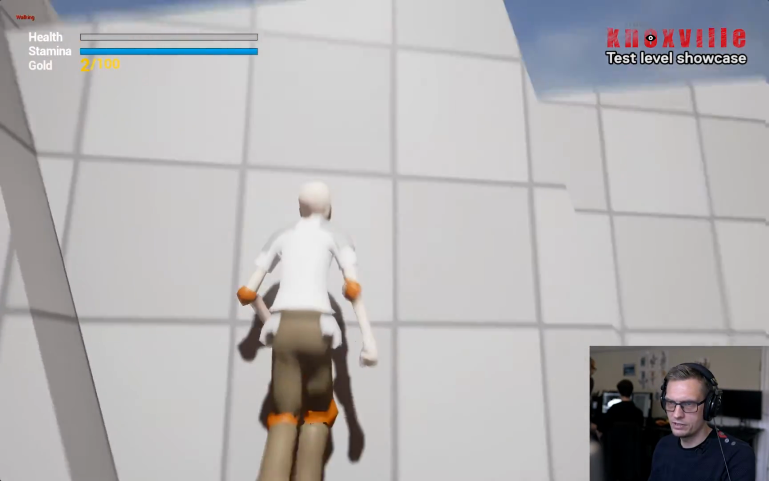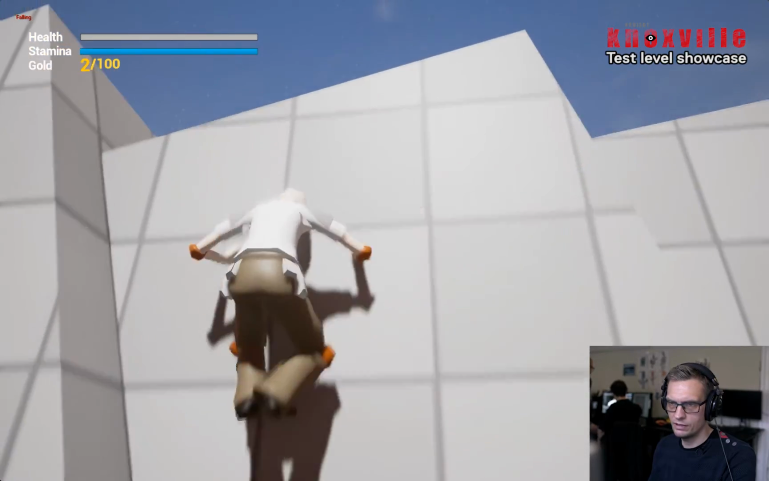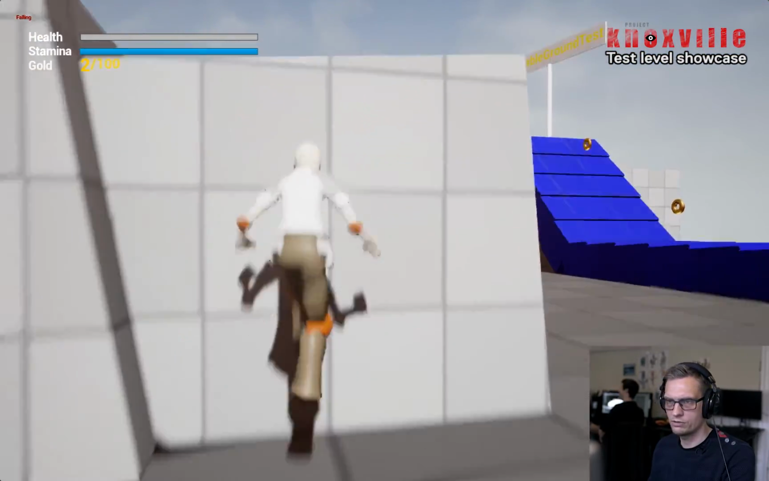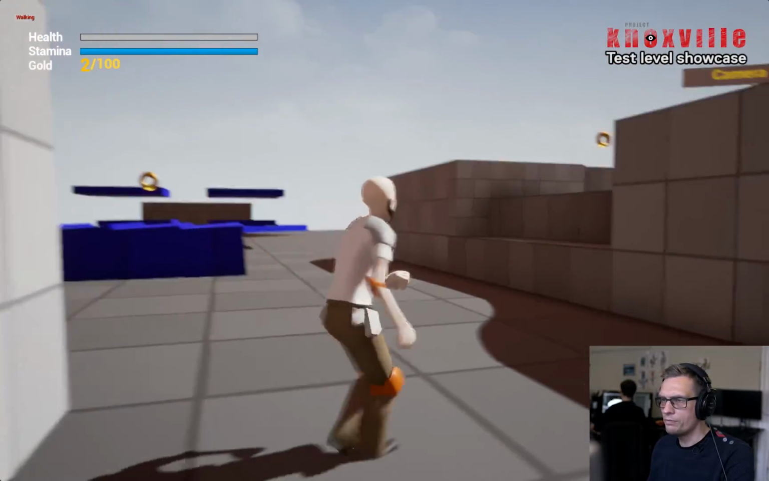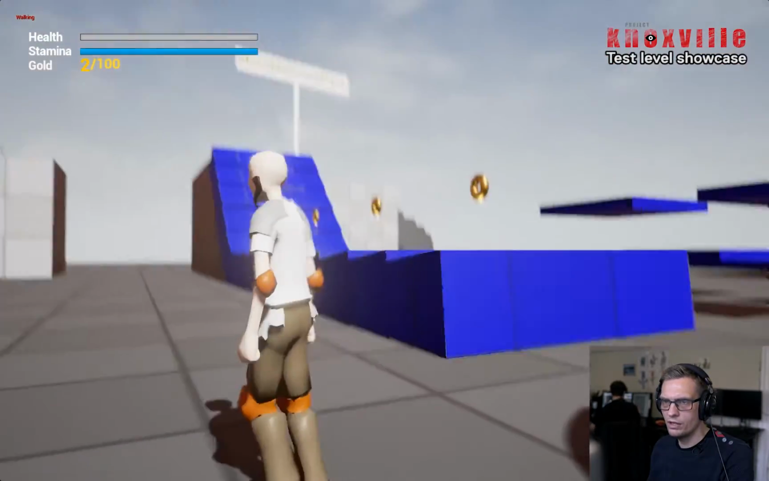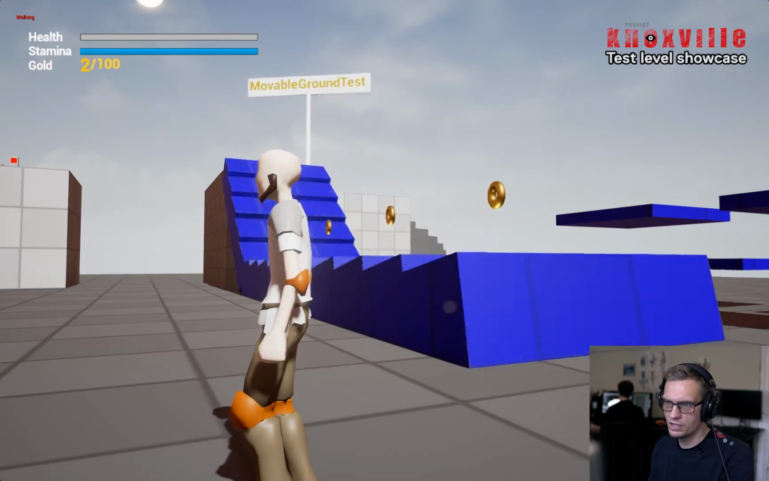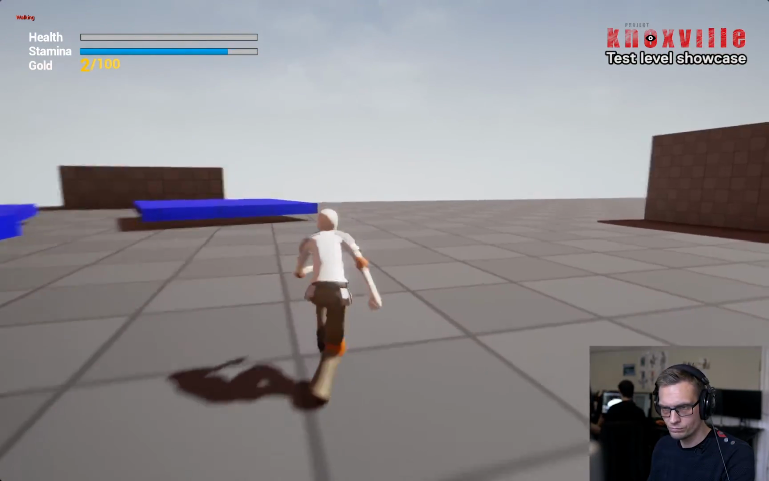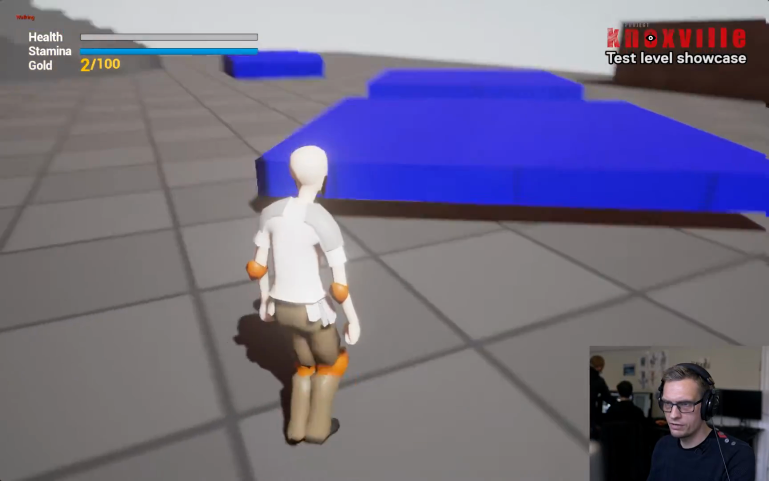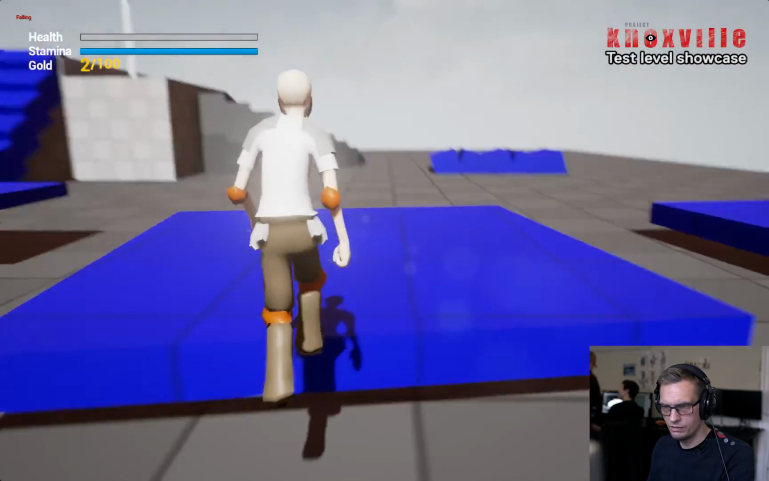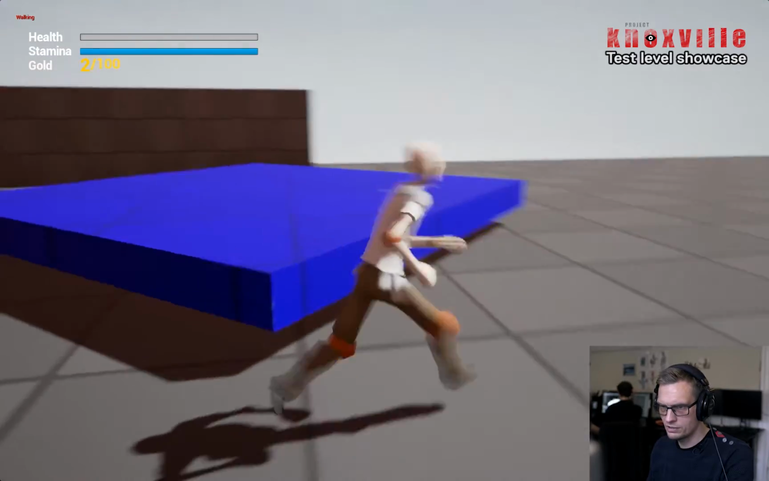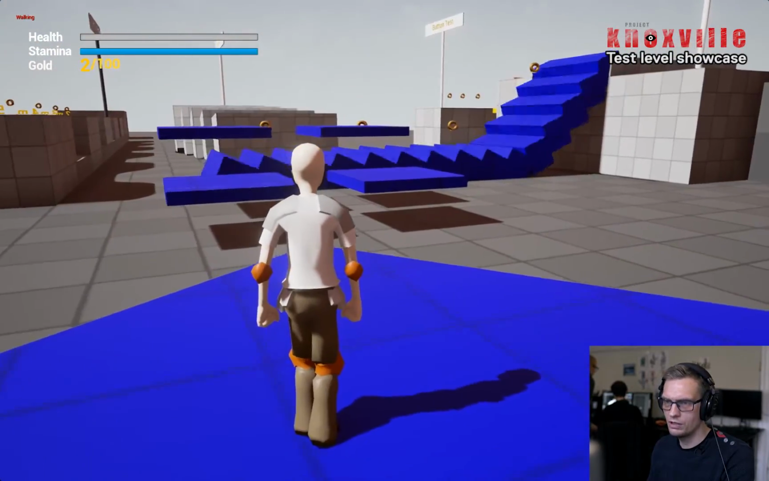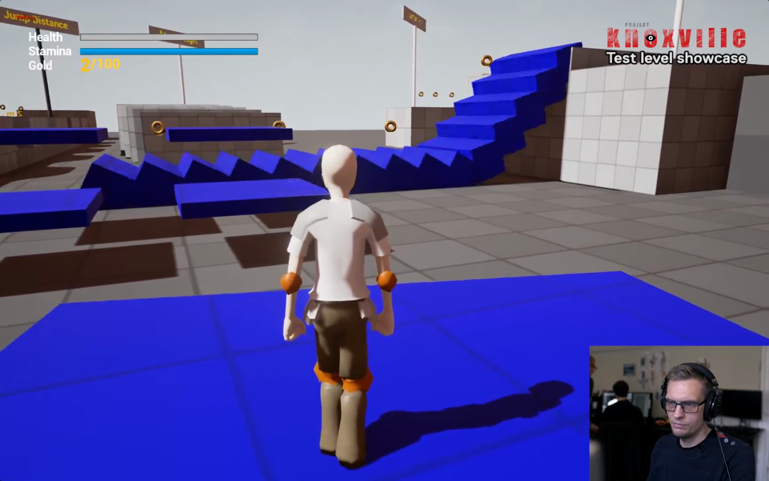Yeah, the character cannot easily, but he can get up on these angled surfaces here. All right. Then over here I have a test where I'm testing movable ground, and you can see I have these things turning around, and there clearly are some problems with collision on them, as you just saw. But they sort of work.